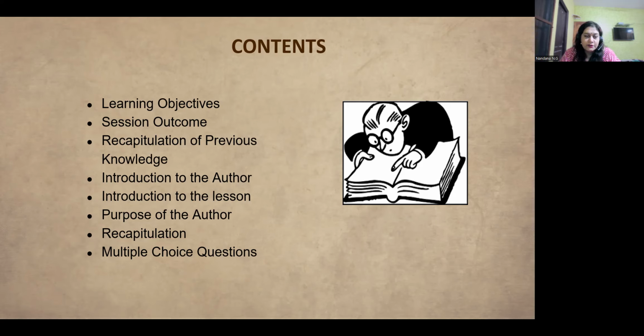And in the end, as expected, we have a recapitulation session to go through whatever we have amassed through the course of this session. And in the end, we shall have multiple choice questions to assess our comprehension.